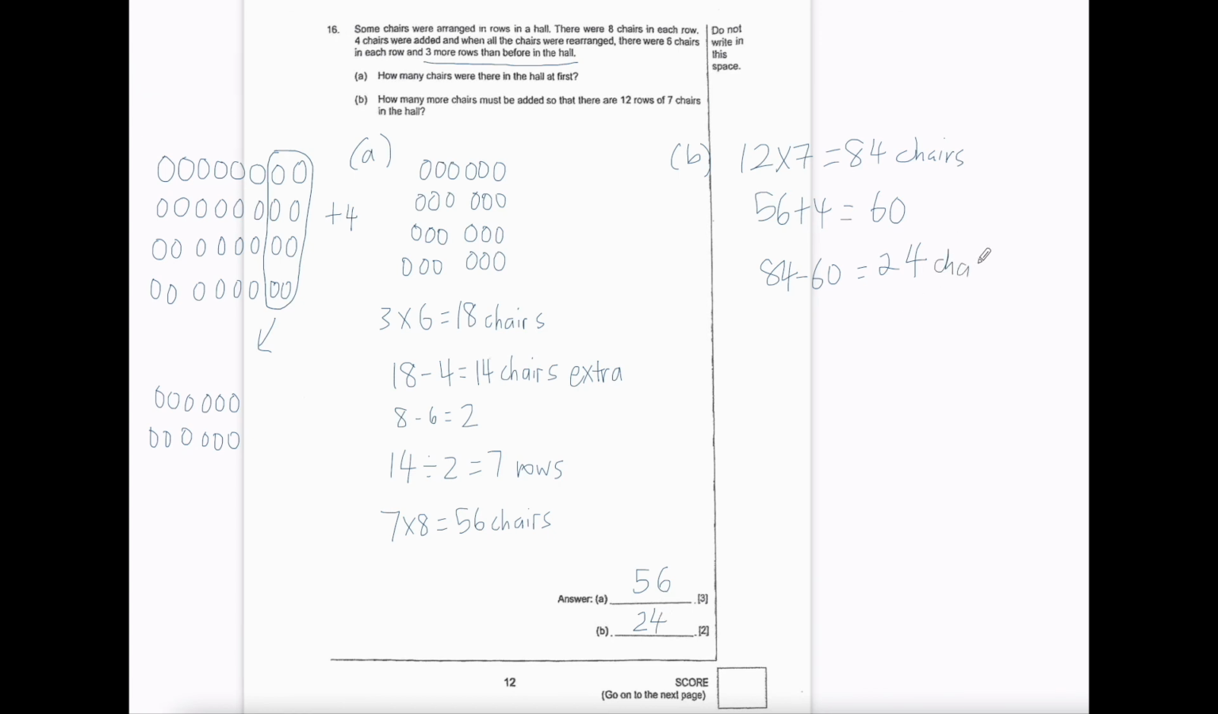Okay, so I need to add 24 more chairs so that there will be 12 rows of 7 chairs in the hall. And that's it. Question 16 is done. You need to understand what I'm doing here and what I'm drawing here, because this question tends to come out quite a lot. Okay, let's move on to 17.